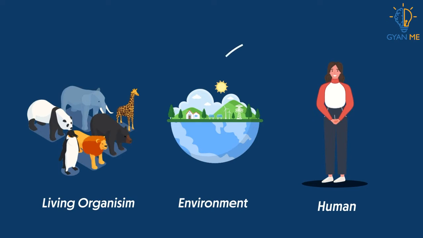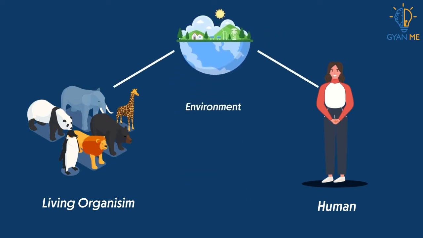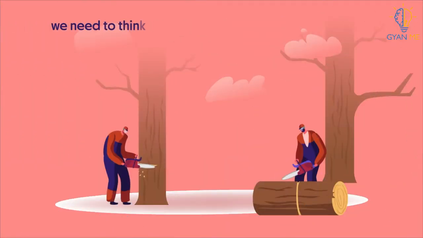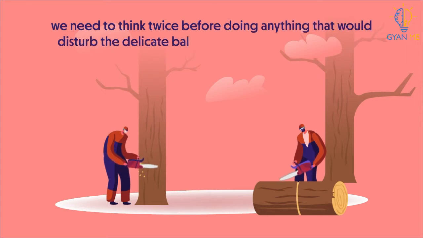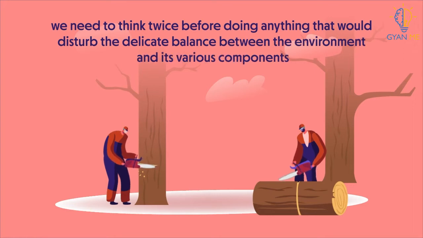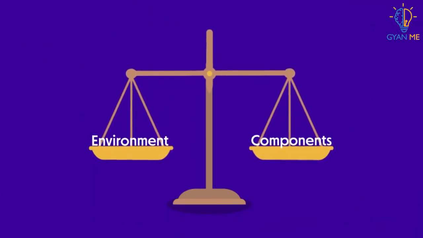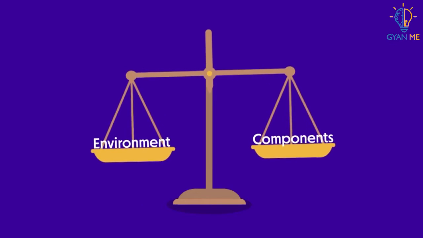Changes in the environment affect human life. Vice versa, human activities affect the environment around them. Thus, the environment with all its components is a vibrant and delicate balance. So we need to think twice before doing anything that would disturb the delicate balance between environment and its various components. So now since we know that maintaining the balance between environment and its components is very important.